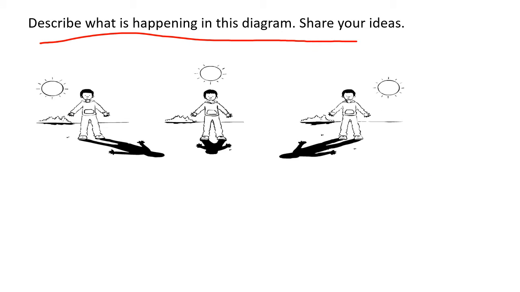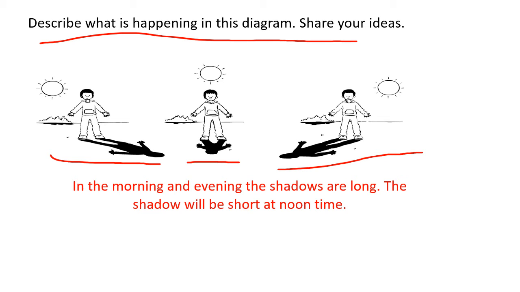Describe what is happening in the diagram. You are right. The position of the shadow changes during the daytime. But how? In the morning and the evening, the shadows are long. In the noon time, the shadow will be short.